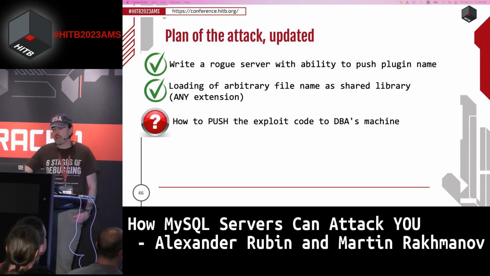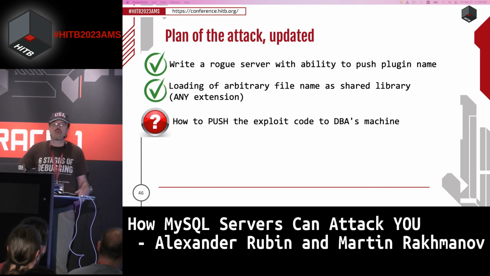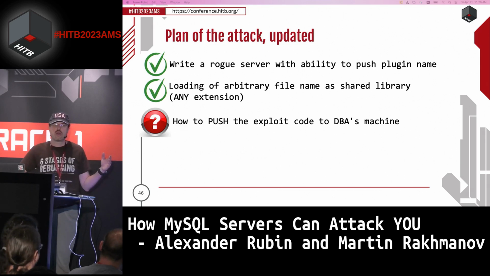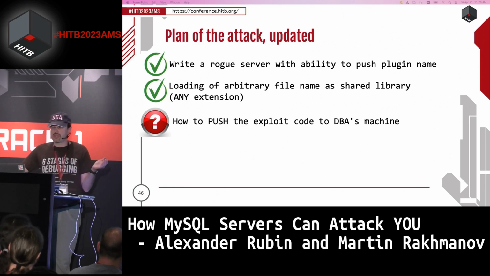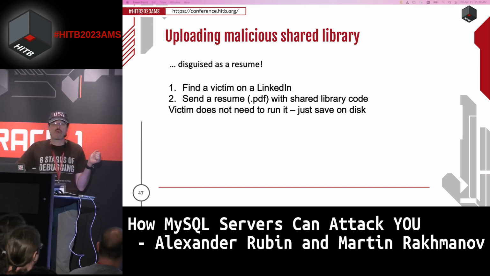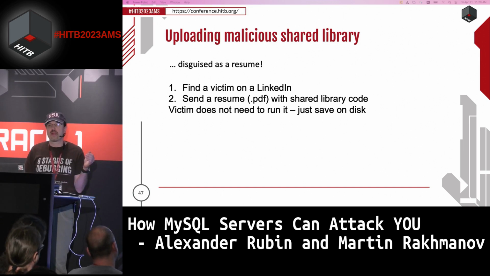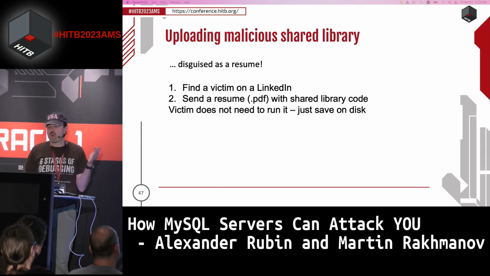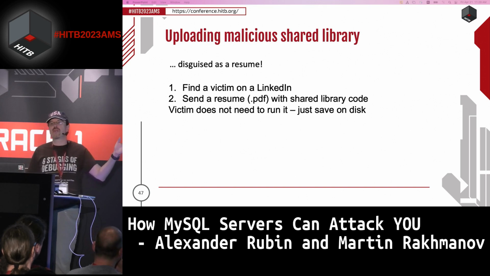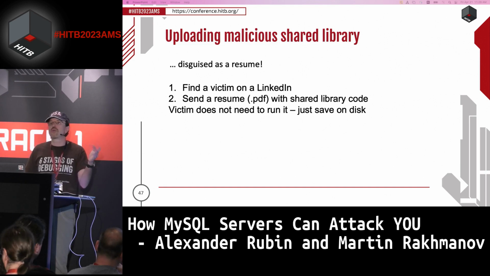All right. So now we have both the ability to push the plugin name and overflow this, cut off the SO extension, so we can load an arbitrary file as a shared library. So the final part is we need to push this exploit code to the DBA machines. And for this, we'll use some sort of social engineering. Basically, you can find a victim on LinkedIn and send a resume in a PDF file. And the victim, of course, will not need to execute anything, just needs to save it somewhere. On macOS, probably save it in home, documents. Right? So when you save it on disk, that's it.